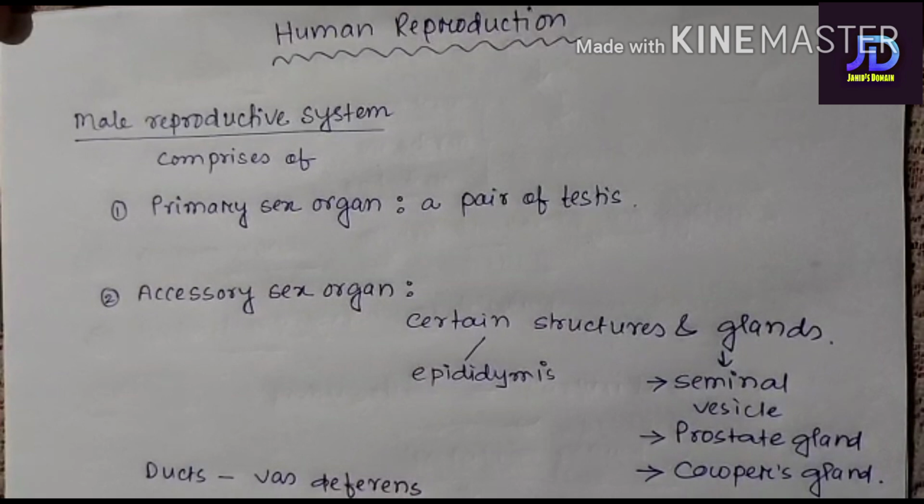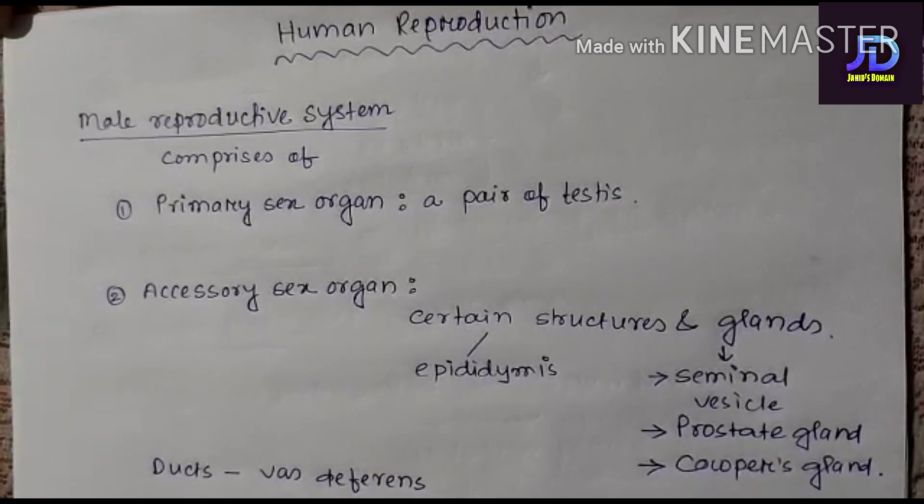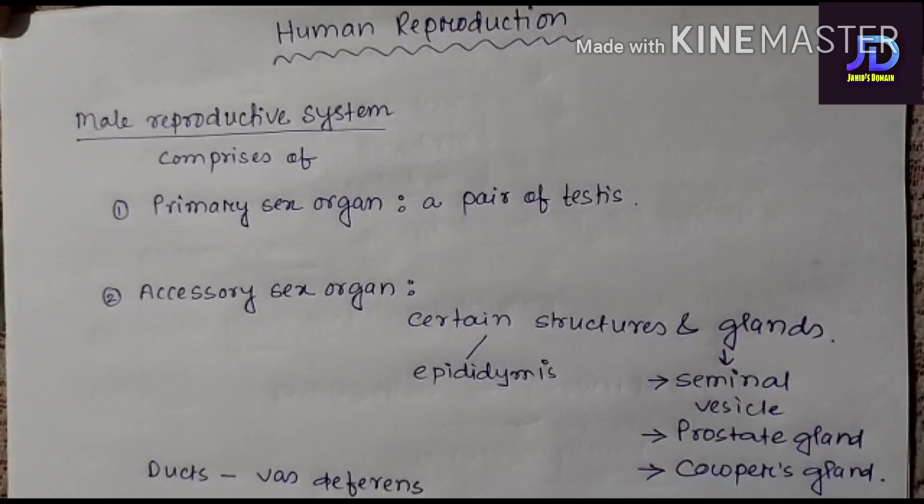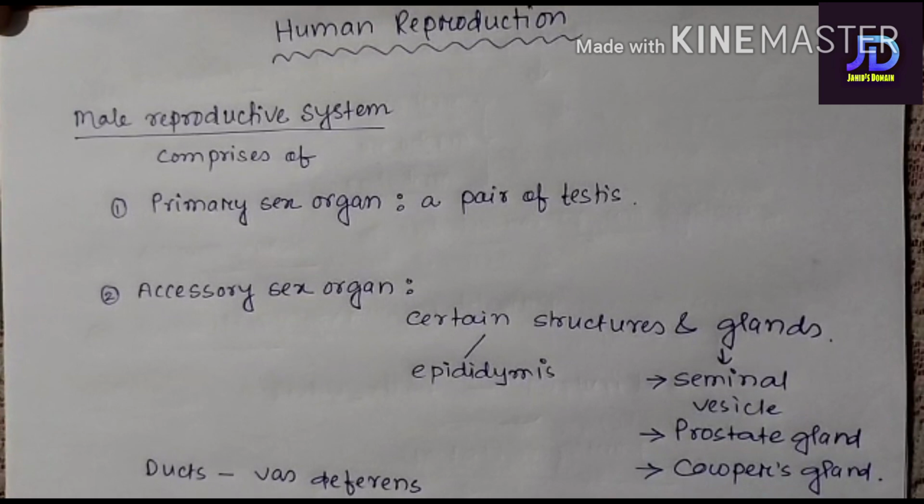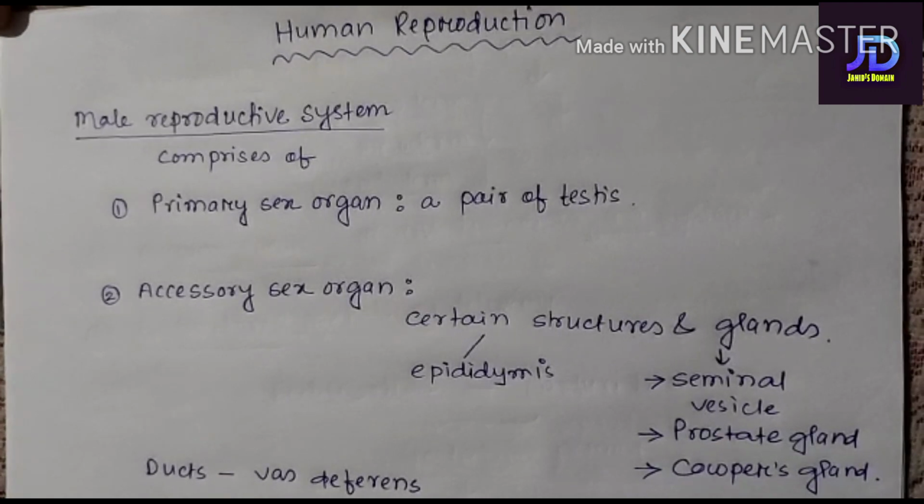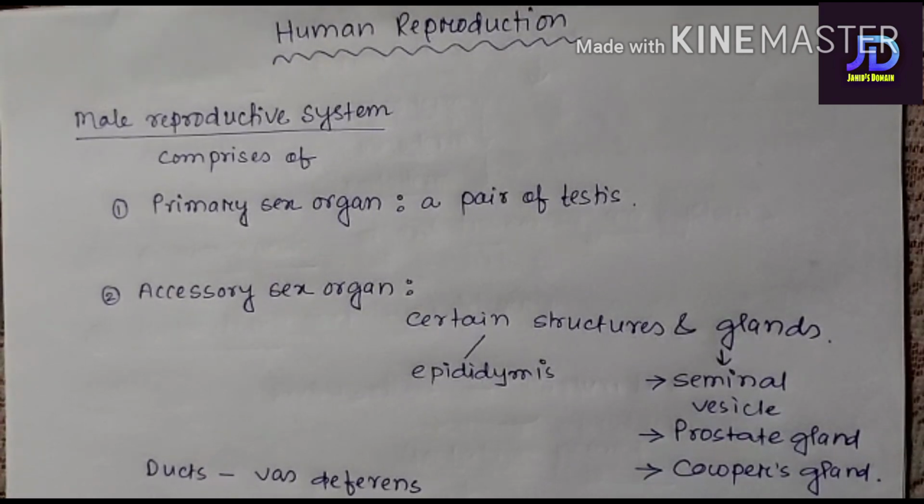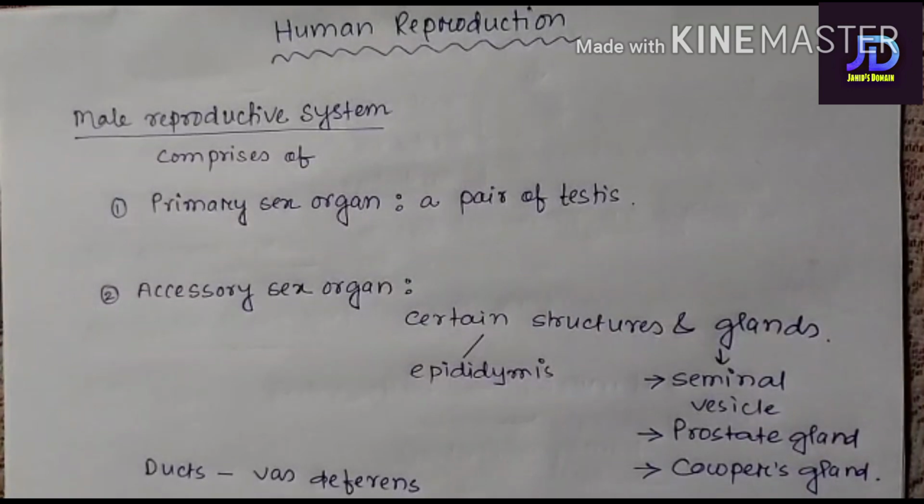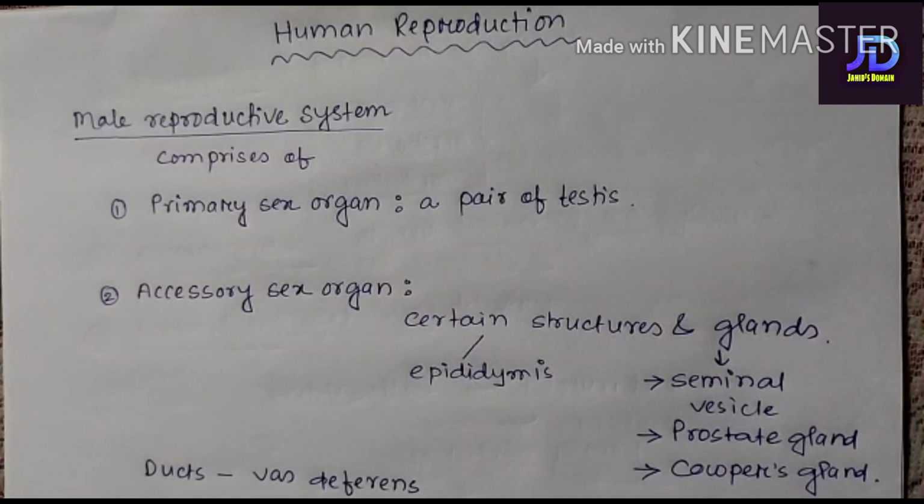In the last video, we discussed the various phases of human reproduction. Today, in this video, we will discuss the male reproductive system. Basically, the male reproductive system mainly comprises the primary sex organ, accessory sex organs, and the external genitalia. The primary sex organ mainly comprises a pair of testes.